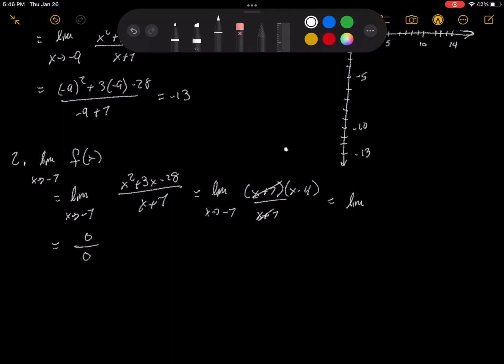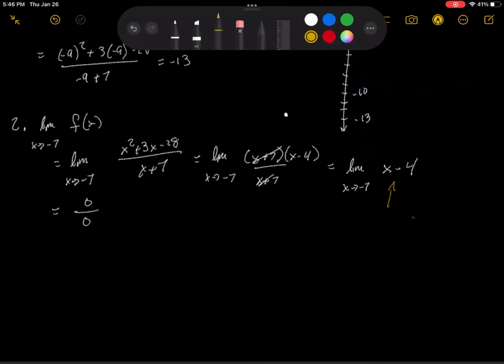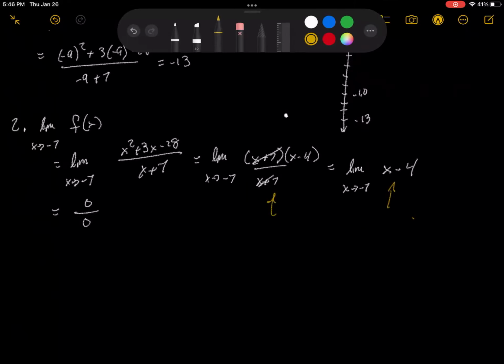So really, this function is no more complicated than the function x minus 4, just a straight line with a y-intercept of -4, a slope of 1. The only difference is this function does not exist when x is equal to -7, because you would divide by 0. But they're equal everywhere else, which means we can use it in the limit.